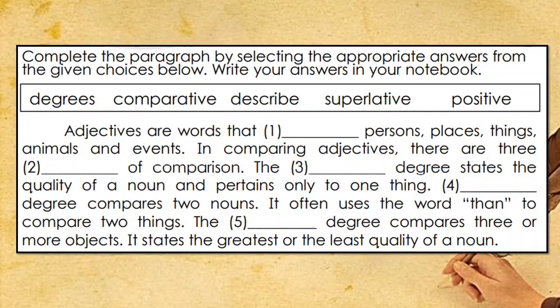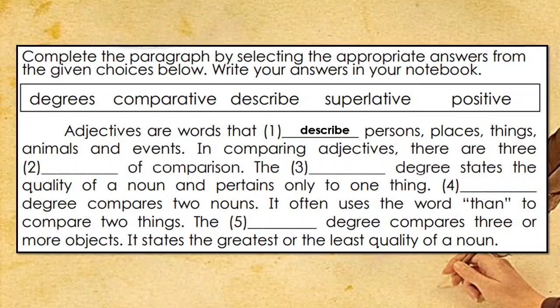Now, complete the paragraph by selecting the appropriate answers from the given choices below. Write your answers in your notebook. These are the choices. Number 1, degrees, comparative, describe, superlative, and positive. Adjectives are words that blank persons, places, things, animals, and events. The answer is correct. Describe.